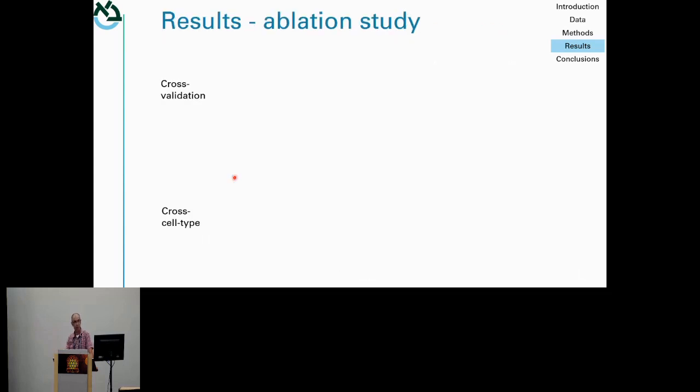So now going to the ablation study. In many cases where we provide different inputs to our model, we're interested in learning the contribution of each one of the feature types. Here we do it in cross-validation and across cell types. Let's first see in cross-validation. We start from a baseline of 0.846, which is for the sequence-only model.